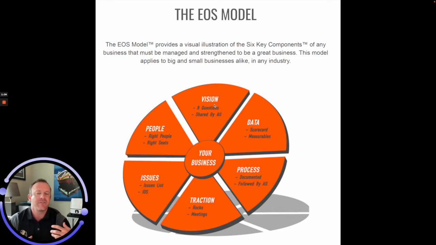Every quarter, we go over these key components and answer specific questions. Again, we'll talk about this later on, but the 8 questions are: What are our core values? What is our core focus? What is our 10-year target? What is our marketing strategy? What is our 3-year picture? What is our 1-year plan? What are our quarterly rocks? And what are any issues that are going on? You don't need to remember all of that, but that's what the 8 questions are. So again, that's what vision is.